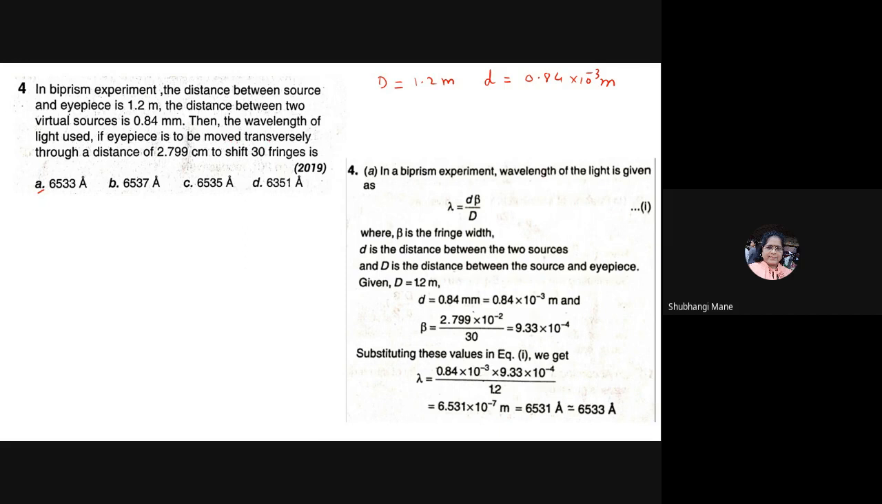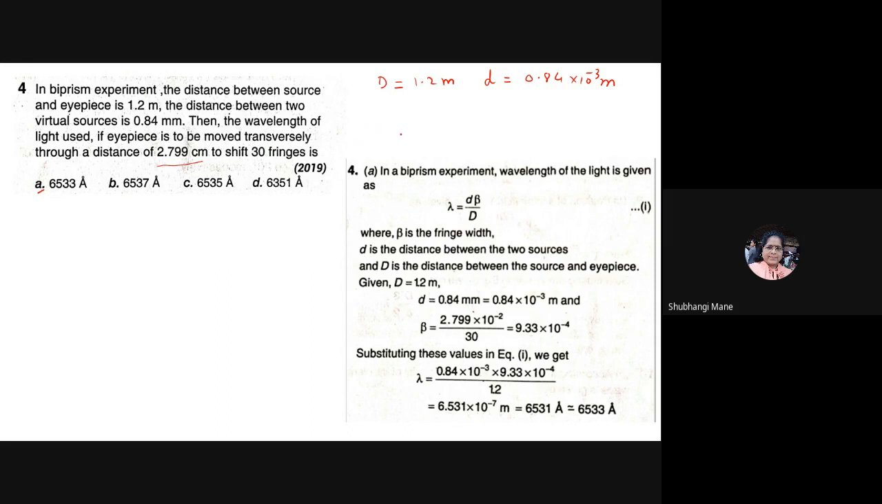if the eyepiece is to be moved transversely through a distance of 2.799 centimeter to shift 30 fringes. Look at what is said: to obtain 30 fringes, the telescope or eyepiece has to be moved through a distance of 2.799 centimeter. Okay, if we vary that distance from the central maximum, we cross 30 fringes.